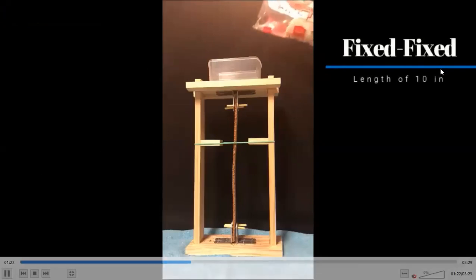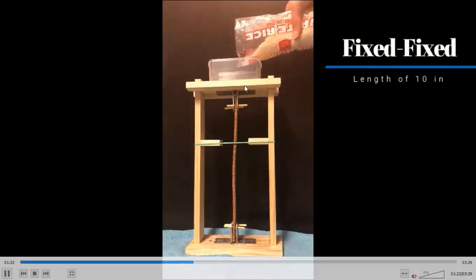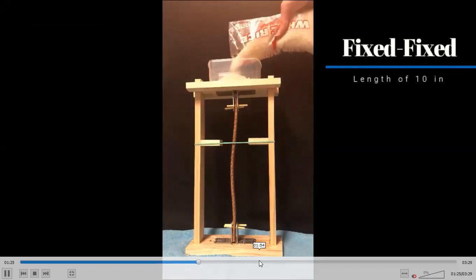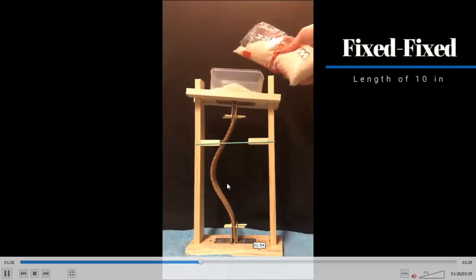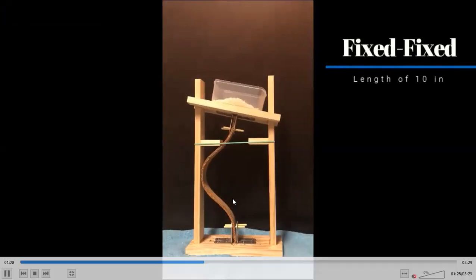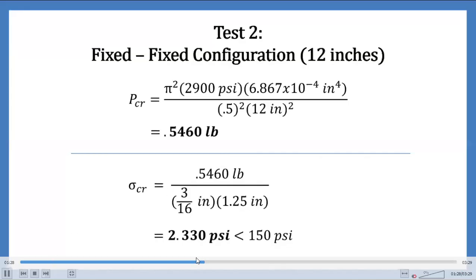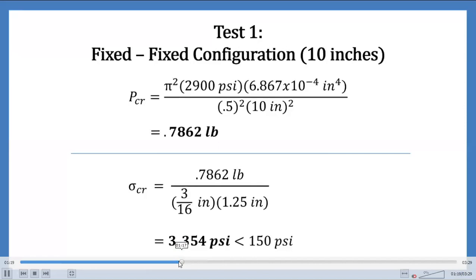The length is 10 meters, and it is loaded. It is fixed and fixed. Suddenly, can you see? This is buckling, right? The material did not fail in compression. It lost its stability, right? That's how it failed, right? So we'll do an example.